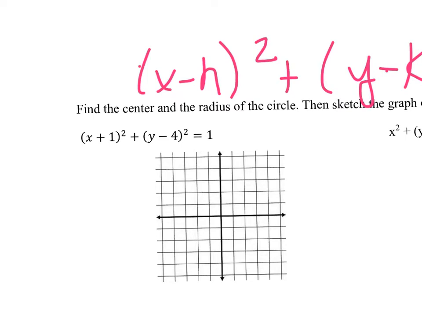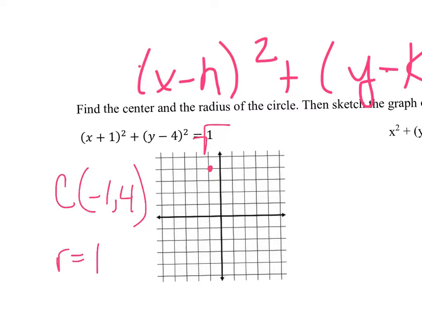So if I look at this one, what is the center for this circle? Negative 1, positive 4. Anybody have questions on how we got that? Okay, and then to find the radius, what's the square root of 1? 1. Okay, then I had some people say, how in the world do I graph this? Well, go negative 1, up 4. 1, 2, 3, 4. And remind me again what radius is.